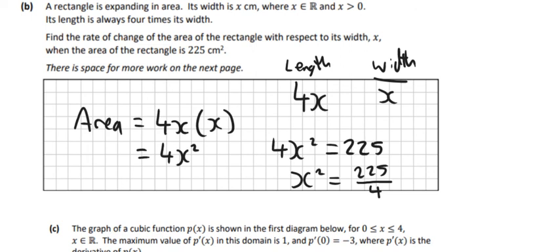So x squared equals 225 over 4. Now I just noticed that 225 is a perfect square, and so is 4. So x will then be 15 over 2. The square root of 225 is 15, the square root of 4 is 2.